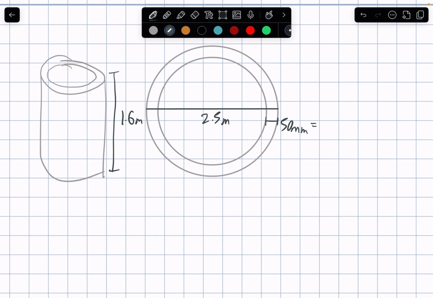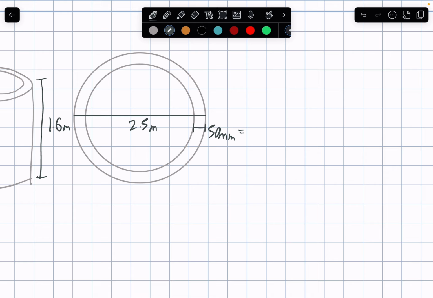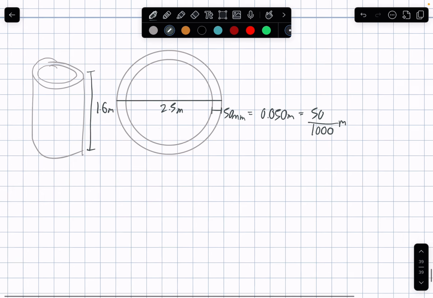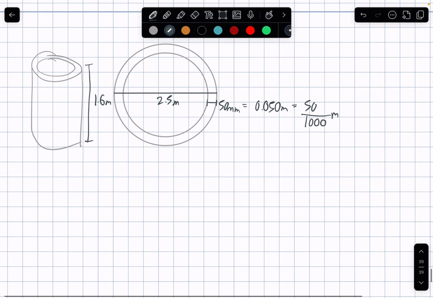We can convert this in meters, so that's going to be 0.050 meters, and we could rewrite this as a fraction. We'll write that as 50 over 1000 meters. So what else? So that's it.